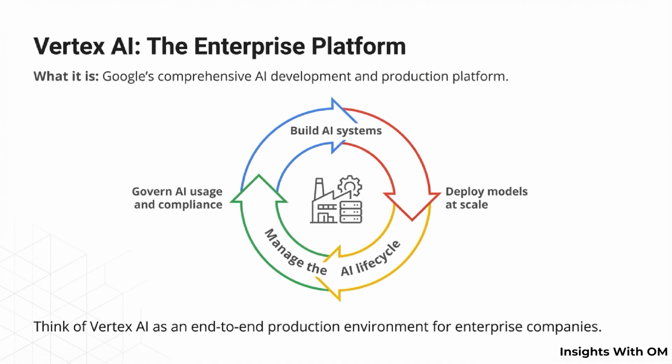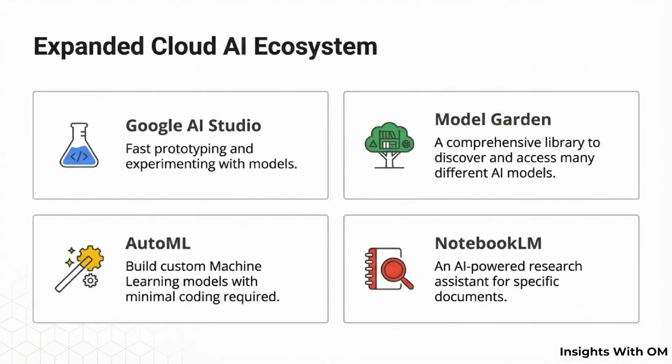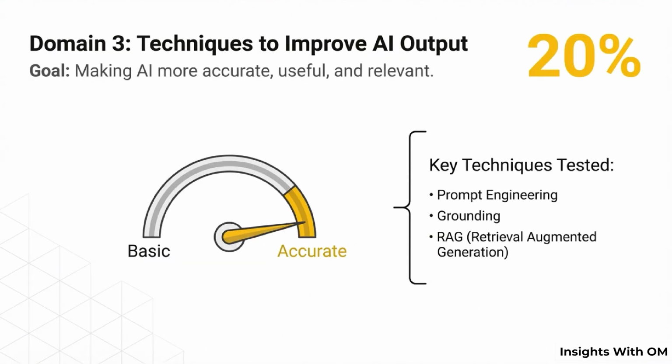The third domain focuses on techniques used to improve the output of generative AI models and accounts for about 20% of the exam. Even powerful models like Gemini need good instructions to produce useful results. This is where prompt engineering comes in. Prompt engineering is the practice of designing effective instructions for AI systems.